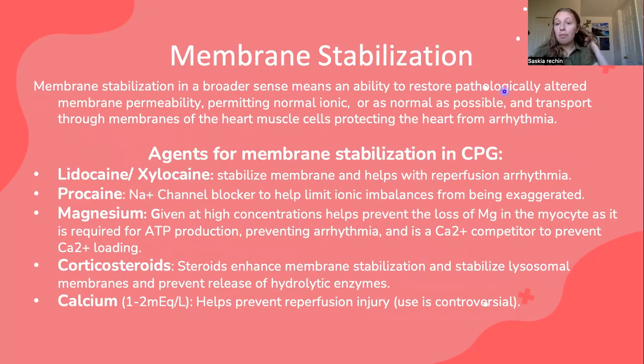Next, you want to be conscious of membrane stabilization. So in a broader sense, you just want to restore membrane permeability and your normal ionic balances to idealize and protect the heart from arrhythmia. Some of these things can include lidocaine, procaine, magnesium, as we talked about, corticosteroids. Calcium is an option. However, adding it into cardioplegia is a little controversial because it's kind of ironic if you're also trying to stop calcium loading, but that's okay. Most commonly, you're going to see lidocaine and magnesium as the use for membrane stabilization.